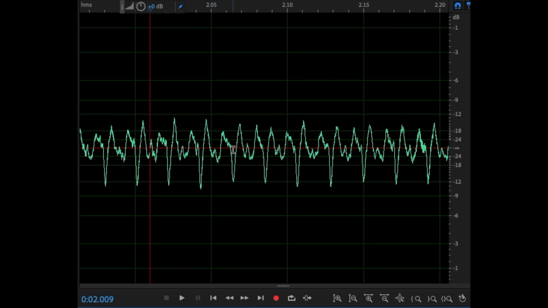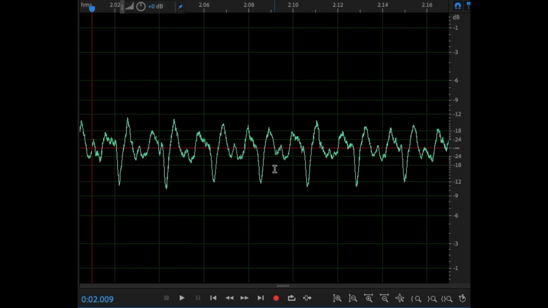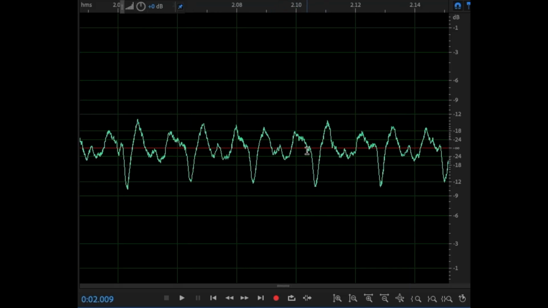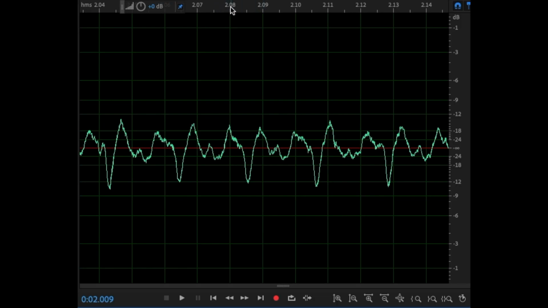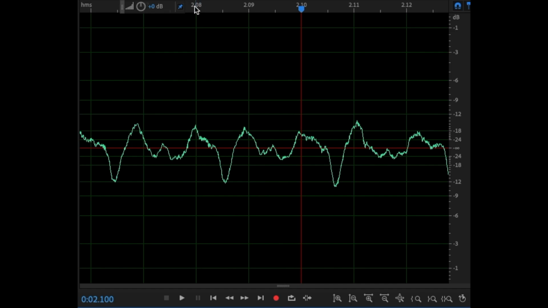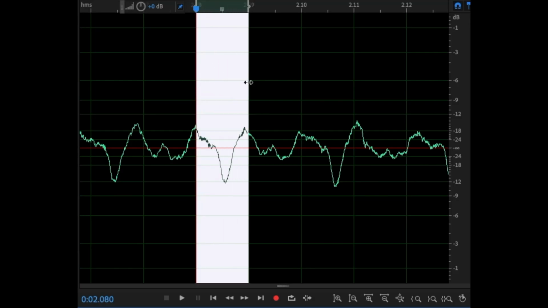So if we trace one of these and look at our time up here, we can see how fast the frequency of these flaps are occurring. So if I zoom in to the point where up top here we see 2.08, 2.09, 2.10. I'll zoom in a little further. If you can't see these up here, again, that's 2.08, 2.09, and 2.10. So those are 100ths of a second. So if I look at the distance of 100th of a second here, let's see what happens.